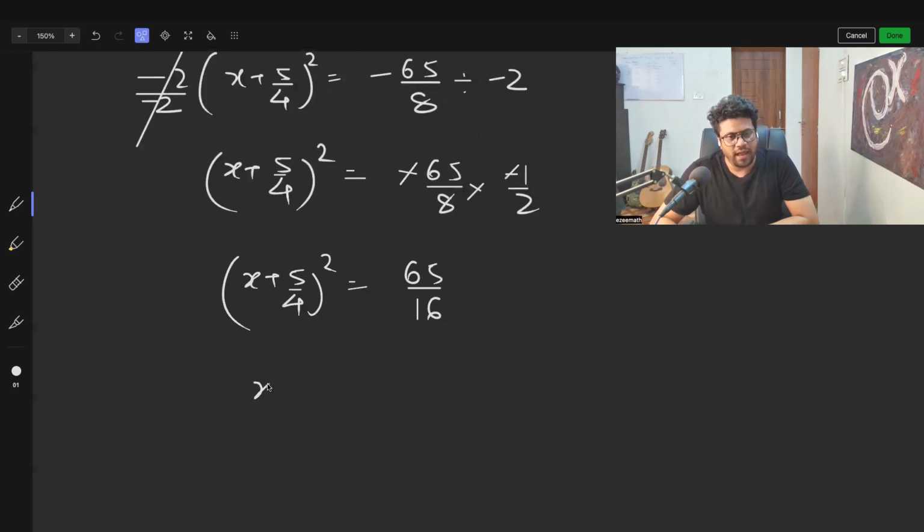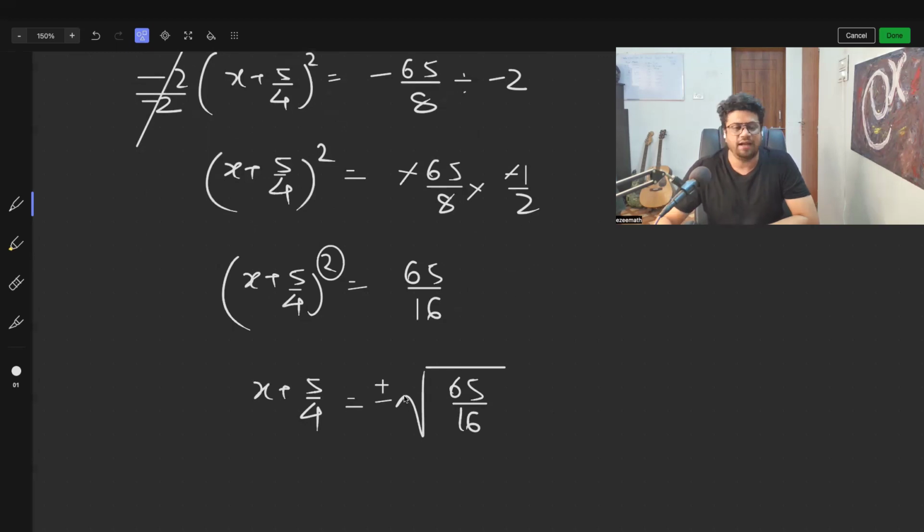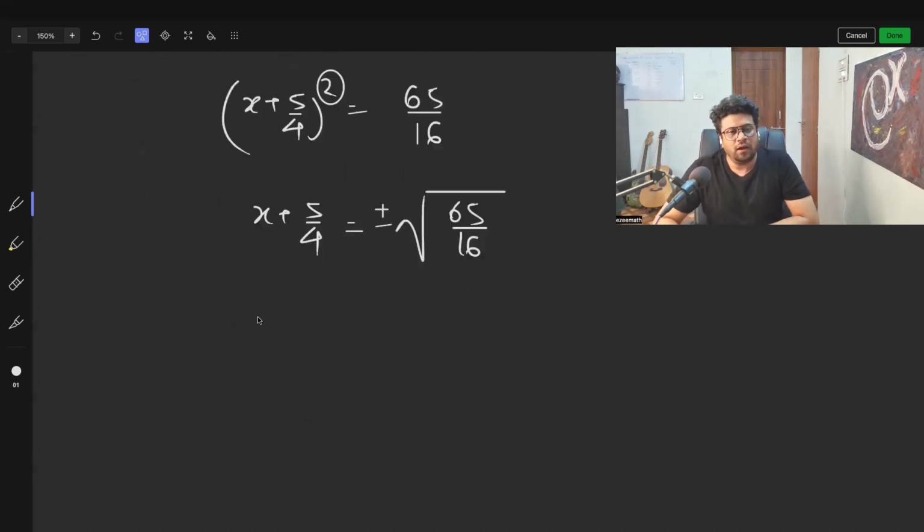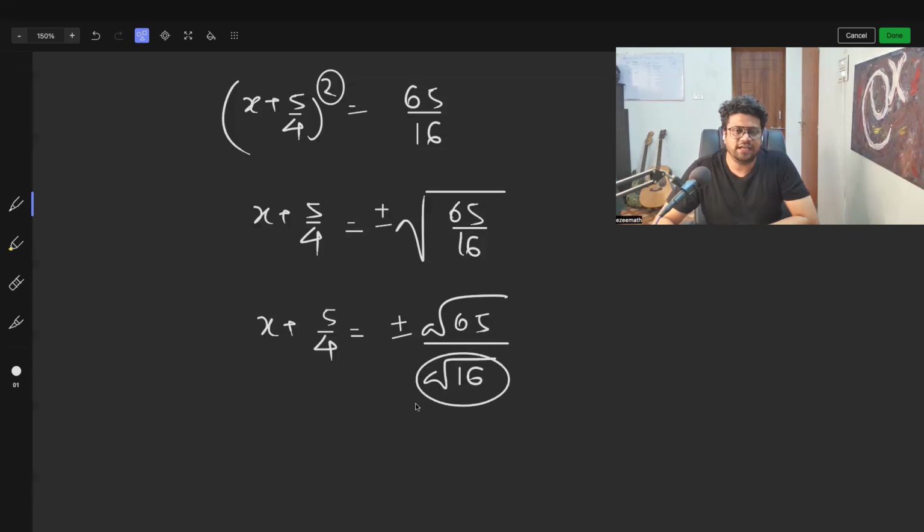And now x plus 5 by 4 is going to be, you need to get rid of that square now, becomes a square root of 65 by 16 with a plus and a minus there. This is x plus 5 by 4 equals plus and a minus root over 65 divided by root over 16. Root over 16 is just a 4. So we are looking at root over 65 divided by 4.